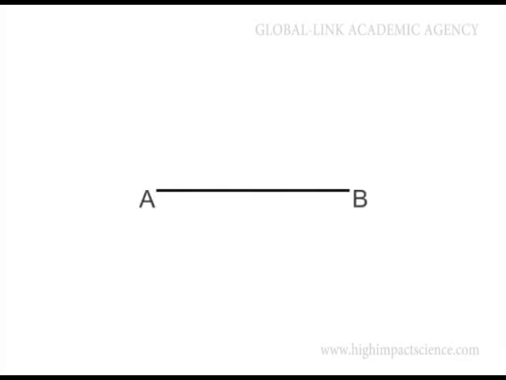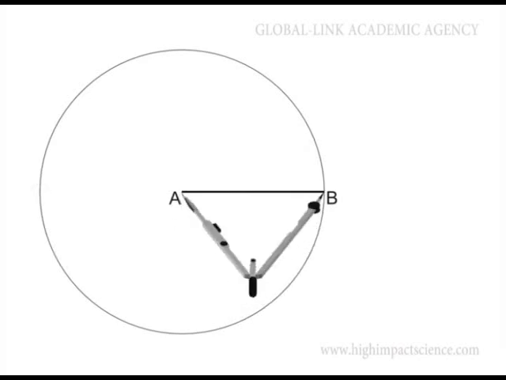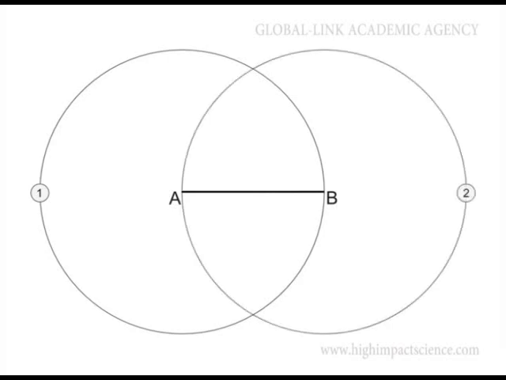First, draw a line AB, 3 centimeters. Draw a circle with center at A and radius AB. Draw a second circle with center at B and radius AB. The circles meet at C and D. Draw an arc with center C and radius AB. The arc cuts circle 1 and 2 at E and F respectively.